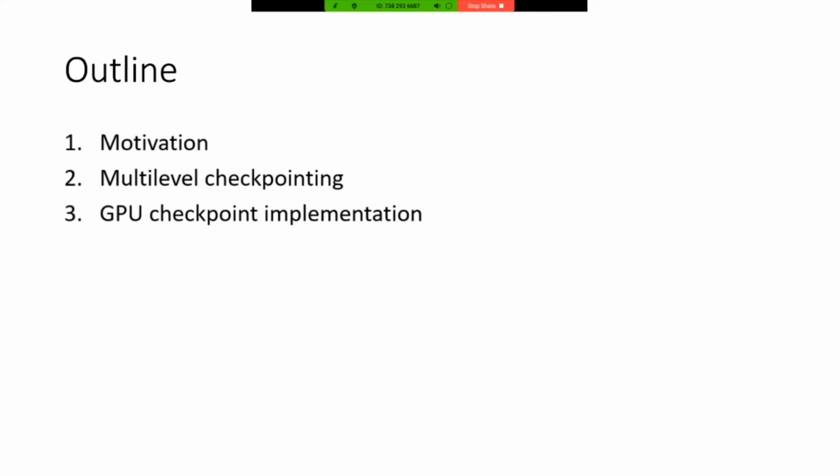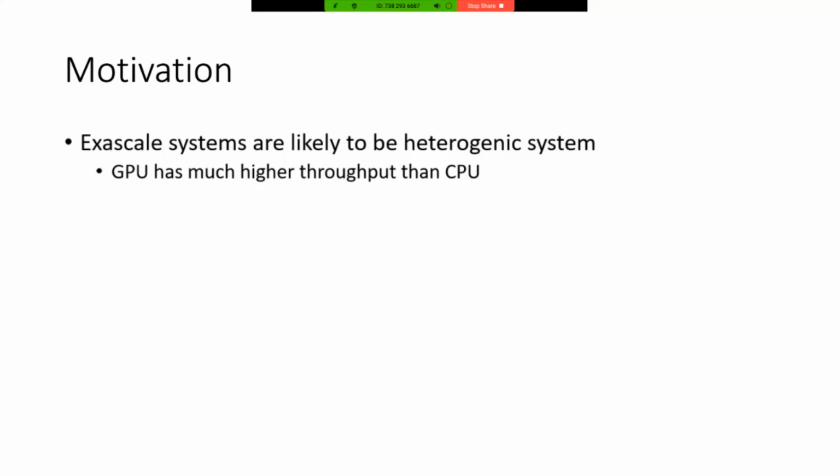First, I'm going to look into the motivation. So why do we need GPU checkpointing? After that, I will go into the basics of multi-level checkpointing. What is multi-level checkpointing? After that, we will look into the GPU checkpoint implementation, and after that, the differential checkpointing implementation. So why do we need GPU checkpointing?